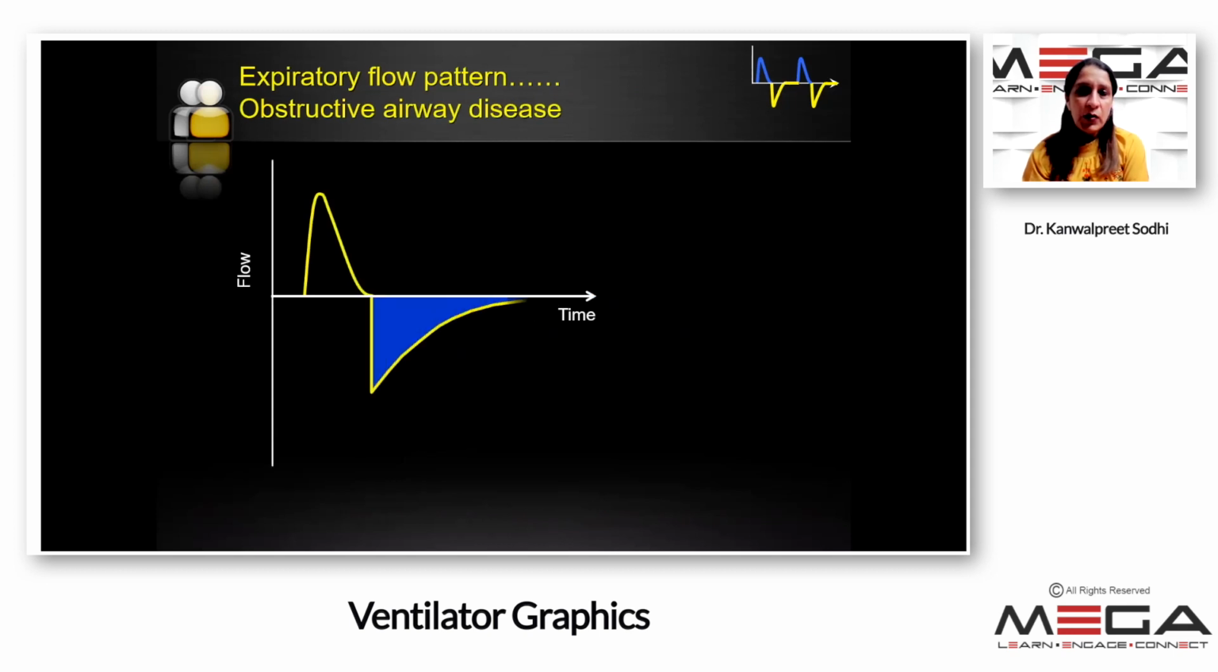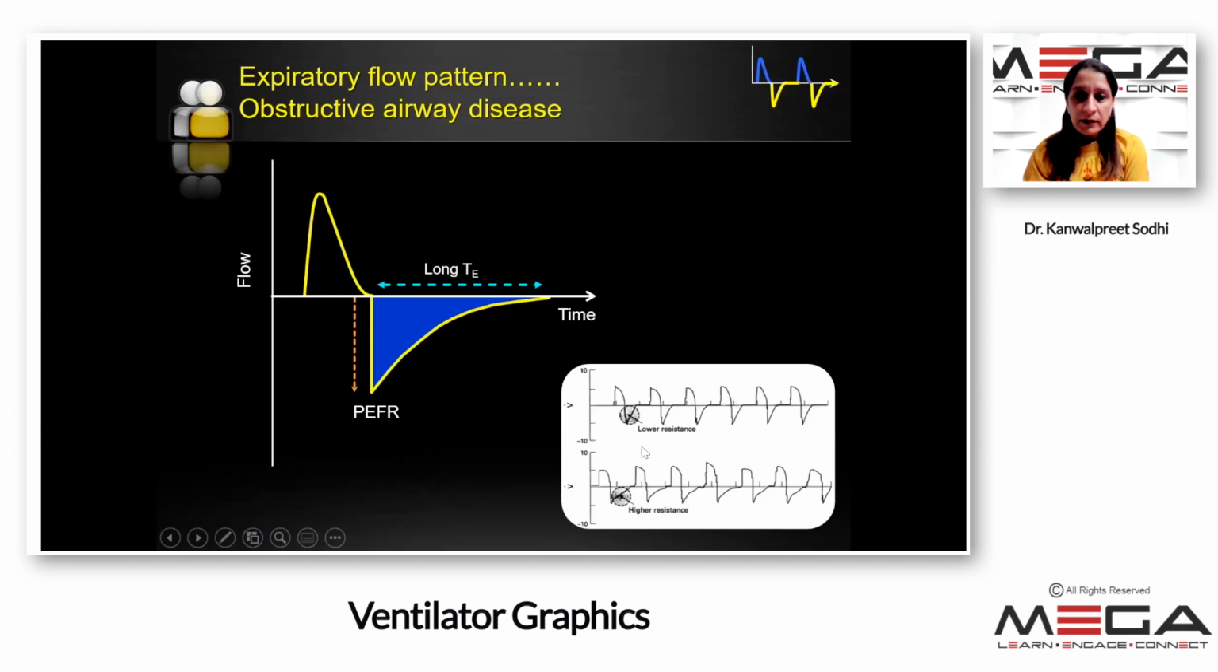Okay, so this is another thing. Normally, the expiration is short in most of the patients. But if the expiration is prolonged, like what is occurring here, a flatter expiratory curve, this implies that there is airway obstruction. The peak expiratory flow rate has decreased and there's a broader expiratory curve with a longer expiratory time. So this implies obstructive airway disease.